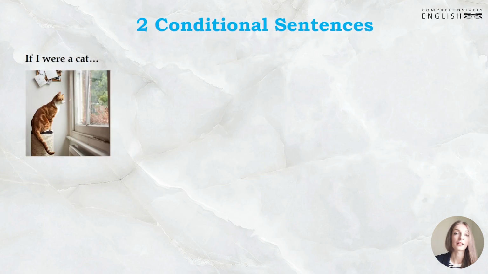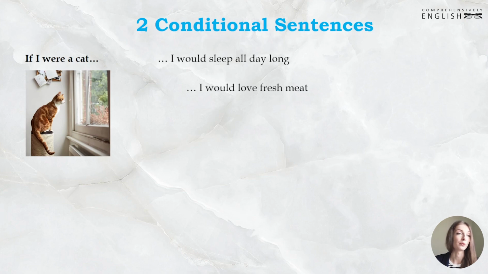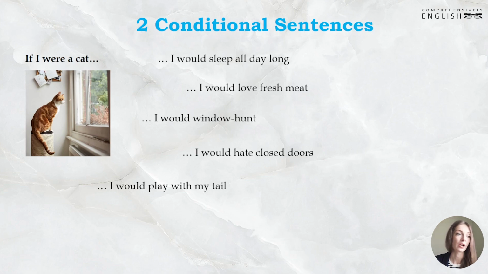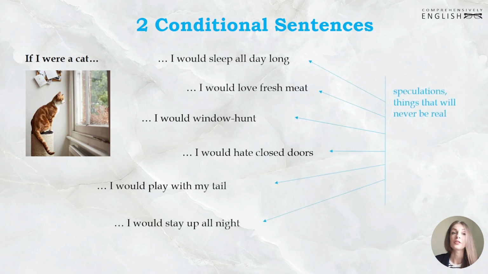Let's look at some conditional sentences of the second type. If I were a cat, obviously it's an imaginary situation. So if I were a cat, I would sleep all day long. If I were a cat, I would love fresh meat. If I were a cat, I would window hunt, I would hate closed doors. I would play with my tail, I would stay up all night. These are all speculations, things that will never be real. Thus, the subjunctive mood is used.